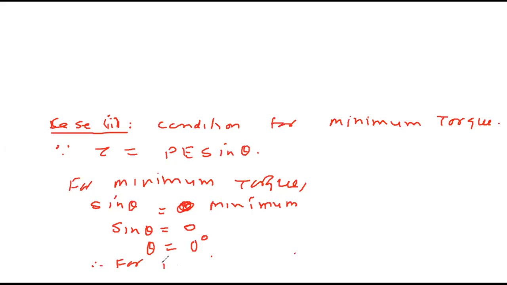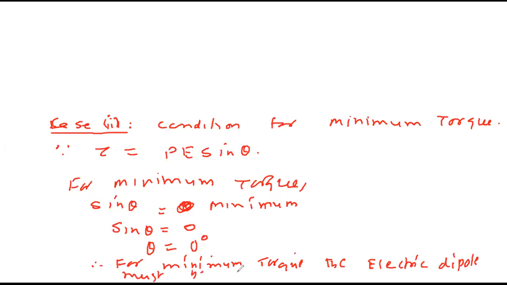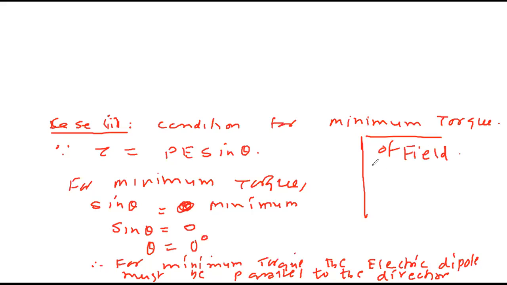Therefore, for minimum torque, the electric dipole must be parallel to the direction of the field. Minimum torque equals 0.